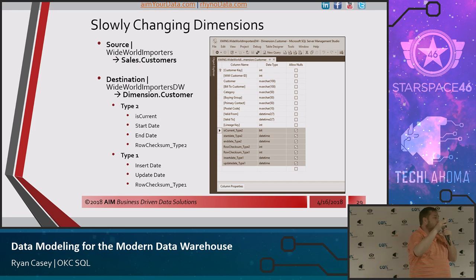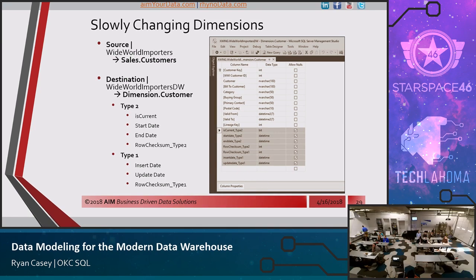Okay, so slowly changing dimensions. We need to understand this for modeling if we're tracking history. Can anyone tell me what a slowly changing dimension is? And if you've worked with them in your business. Okay. Type 1, type 2.